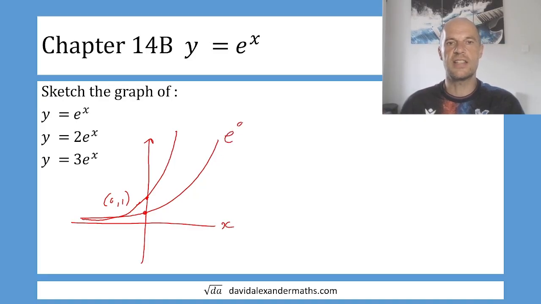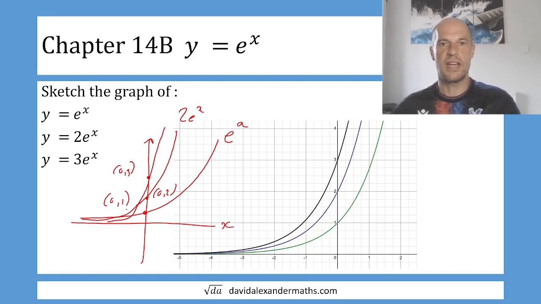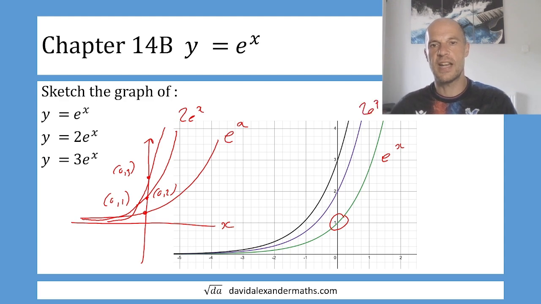So this is e to the x. This is 2e to the x, and 2e to the x will go through 0, 2, and 3e to the x will go through 0, 3, because we're just tripling the y value. So 3e to the x, again, this is fairly poorly drawn, but hopefully you get the idea here. So this one going through 0, 1, that is e to the x. This is 2e to the x, so again, going through 2 and going through 3, that is the 3e to the x.